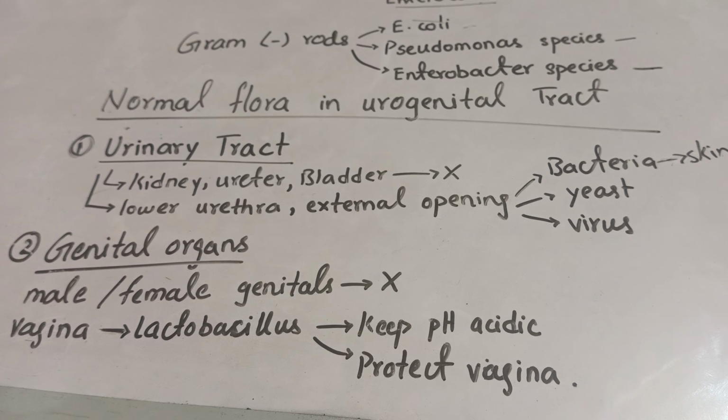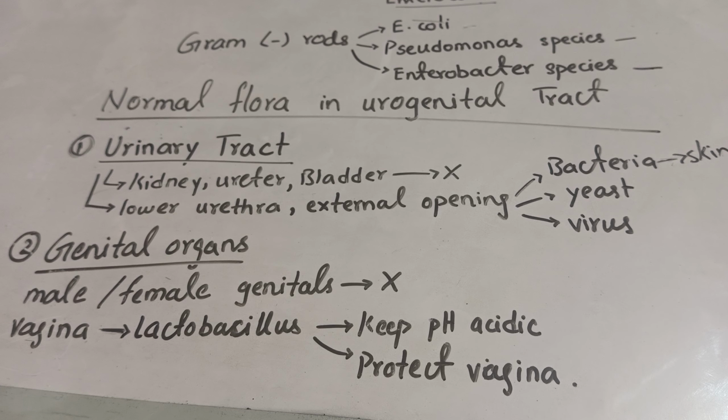Now let's discuss the normal flora on your genital organs. Mainly the male and female genitals are sterile. They contain no normal flora, but the vagina contains Lactobacillus bacteria. Lactobacillus bacteria are very important because they keep the pH acidic in that environment and protect that organ. So it is very helpful for our vagina.